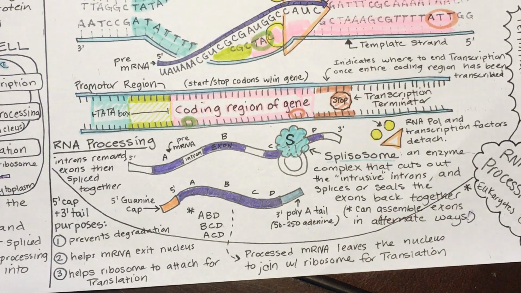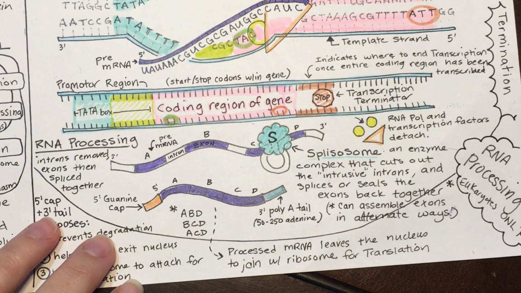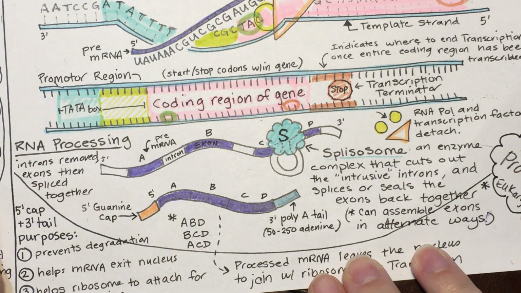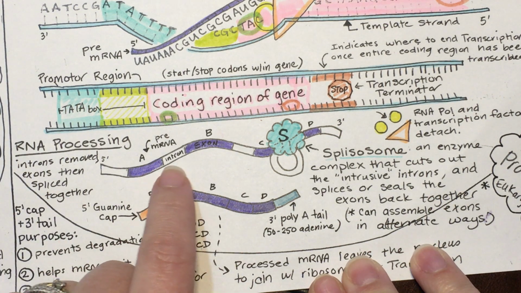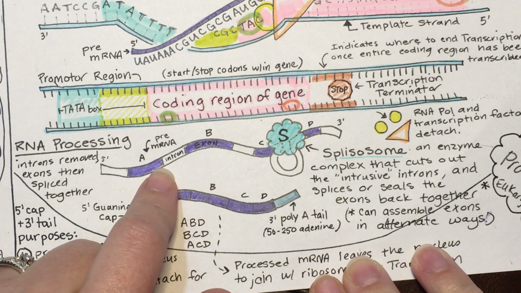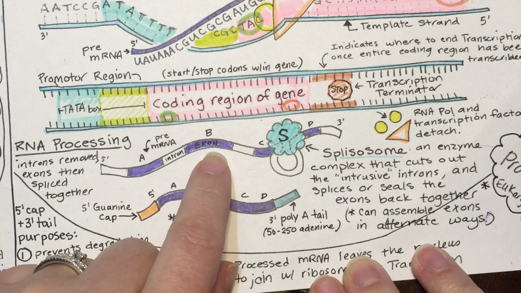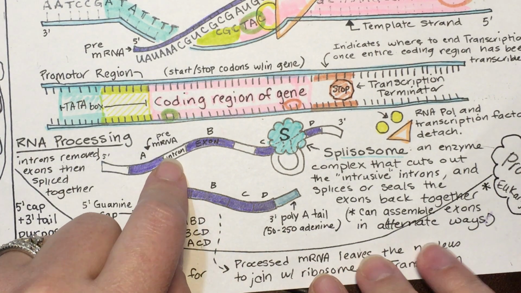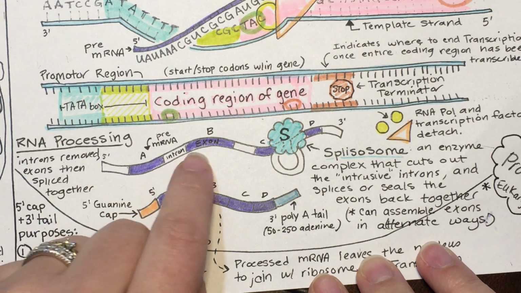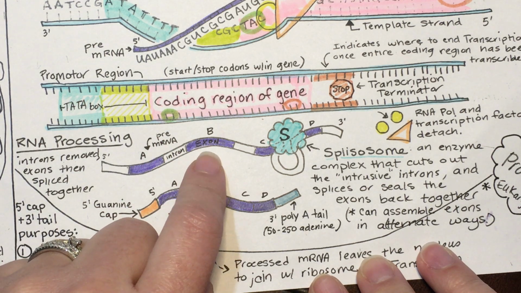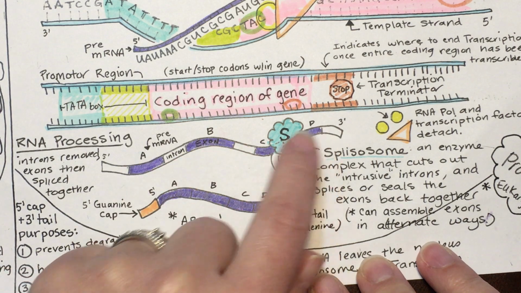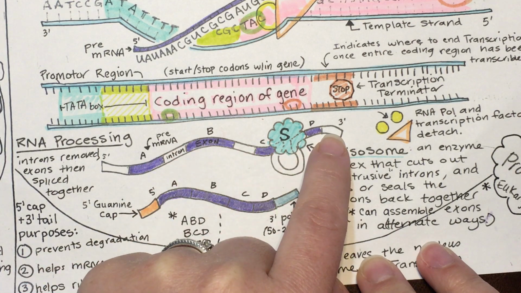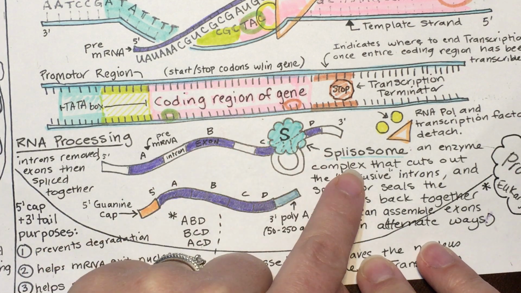So let me zoom in just a little. Okay. So like I said, on the overview part, there are introns and exons. Introns, I know it sounds like you want to keep them in, and exons would be exiting, but that's wrong. Keep in mind, introns are intrusive or in the way, and exons are the parts that are going to get expressed. So I've banded my pre-mRNA, and I've labeled the exons as A, B, C, and D. And then this little cloud here is a spliceosome.